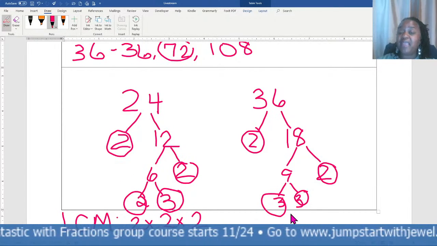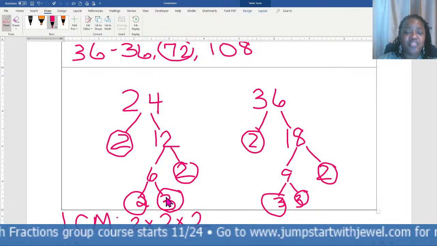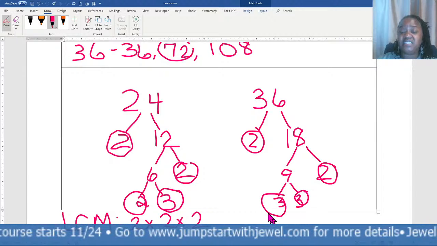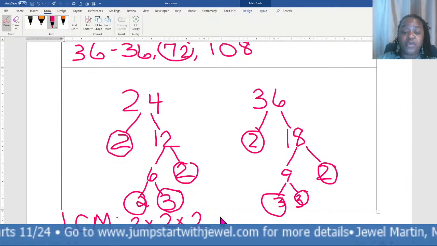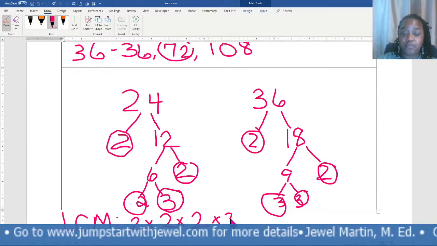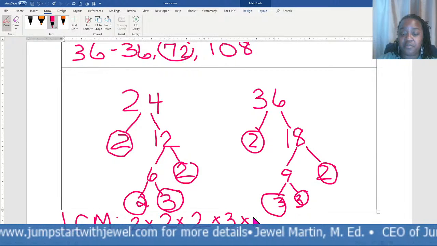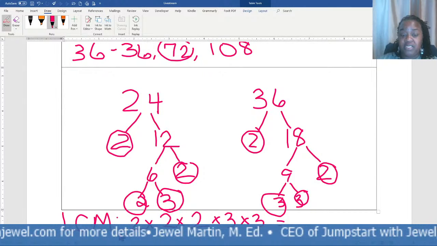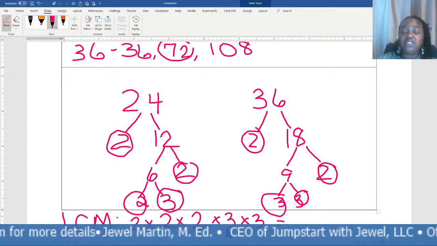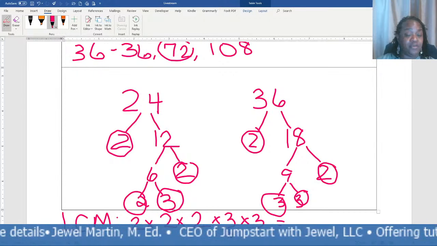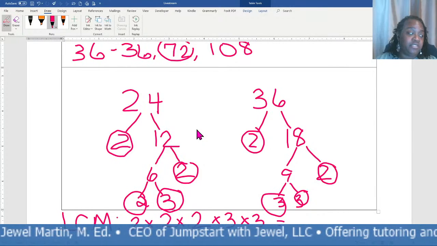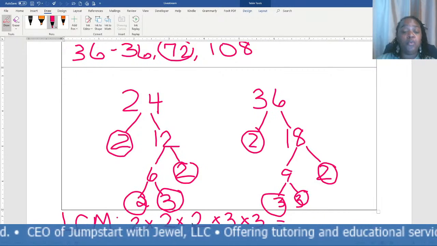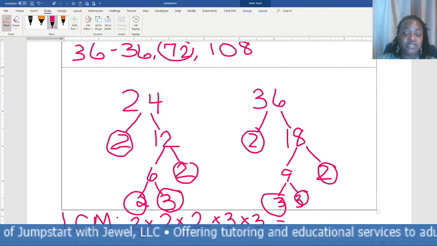And then the number 3 is the other factor. 3 was listed once in 24 and then twice in 36. So because it was listed the most times, which was 2, we'll put it here 2 times as well. Times 3 times 3. Now what you do, you multiply all these numbers together. When you multiply them all together, it's going to give you your LCM. Since we already did it another way above, we already know that it is 72. But we'll go ahead and do it anyway. So let's multiply these together.